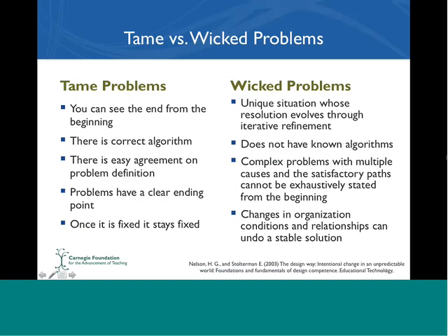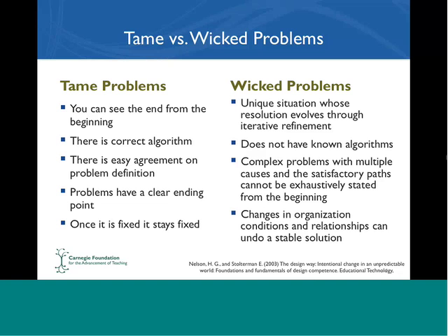One way to think about the problems that are well suited to improvement efforts is to think about what Nelson and Stolterman referred to as tame problems versus wicked problems. Tame problems are problems where you can see the end from the beginning. Wicked problems are unique situations whose resolutions involve iterative refinement, so you can see the next step, but not necessarily all the way to the end. Tame problems are problems where there are well-known algorithms to get them done. Wicked problems have no known algorithms.